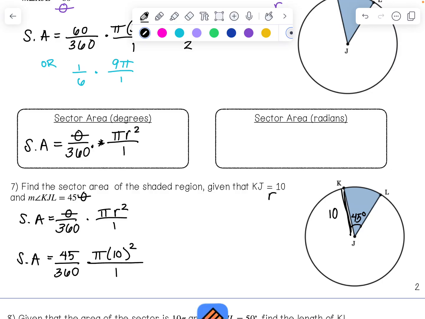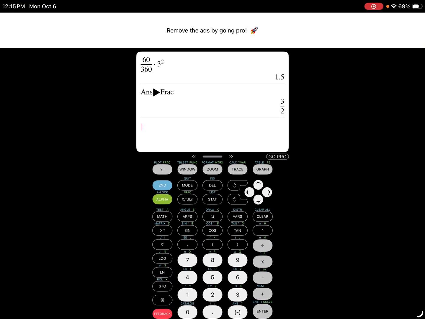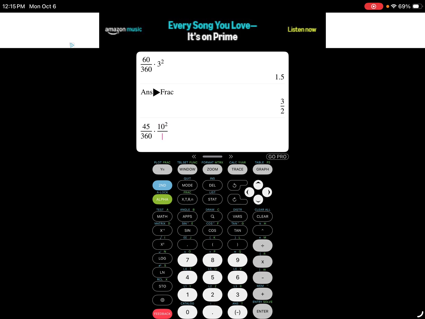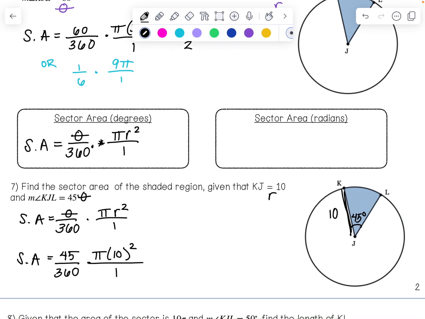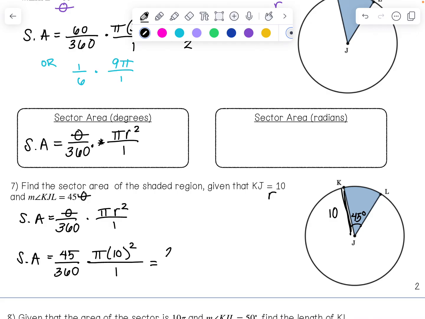Right, and I'm feeling really lazy. I'm going to use my calculator. I'm going to do alpha fraction, 45 over 360 times, you could put in another fraction if you wanted, 10 squared over 1. You're not going to put the pi in. My calculator likes to give me math decimals, so math, enter, enter. I get 25 over 2. So that means my answer is 25 pi over 2. Just using my calculator there.